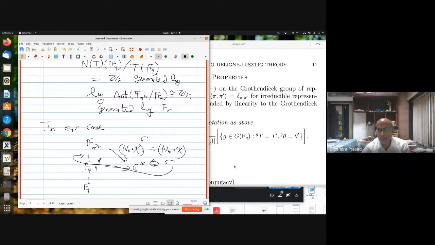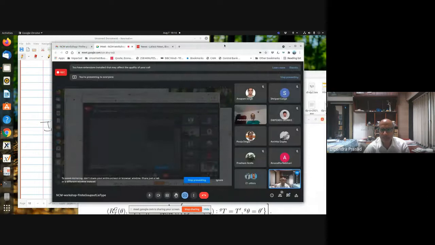Of course, it is totally clear, but it needs some Galois theory, some facility with Galois theory. Thank you. I'll think about it more. Yes, thank you.